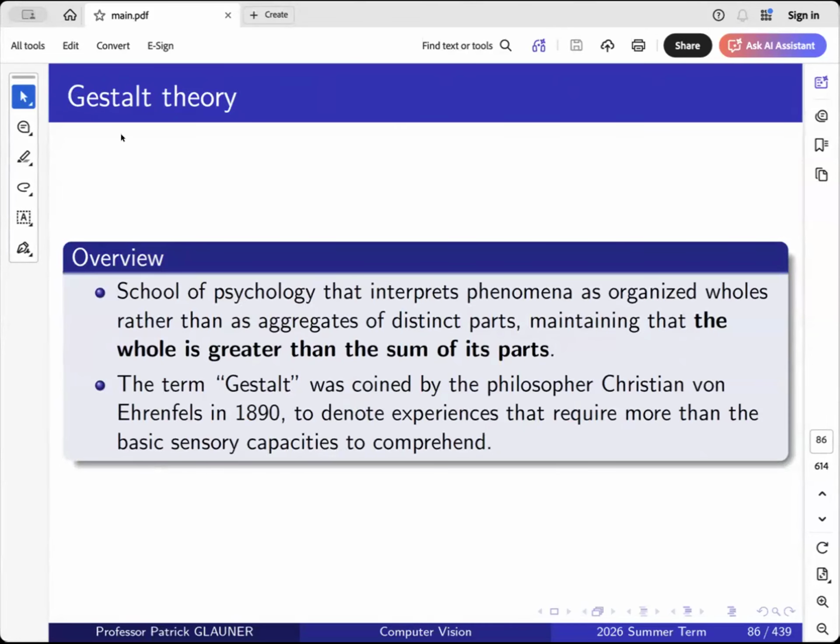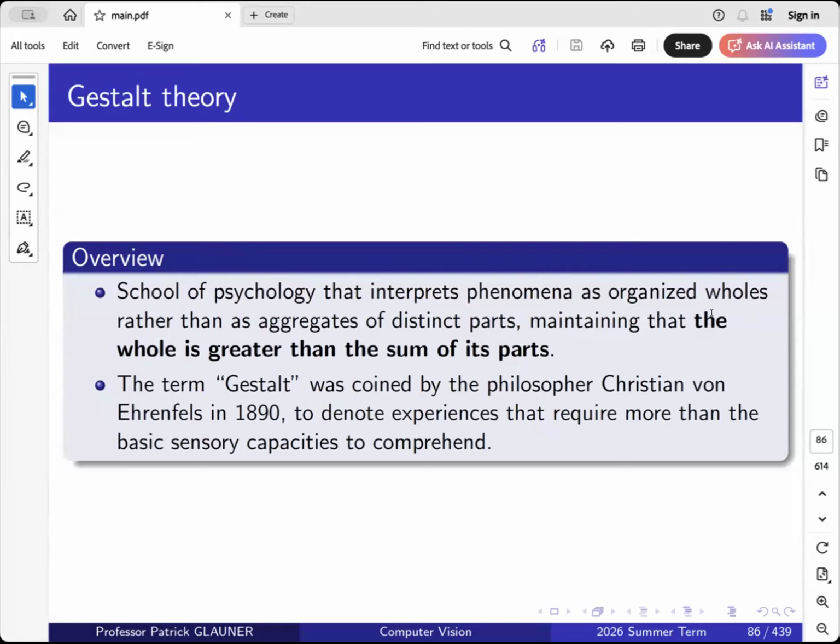As an early approach for segmentation, this would go back to something called Gestalt theory. This is work that was done by Christian von Ehrenfels in the late 19th century, and it's a whole school of psychology, actually. So we'll only look into it for a few minutes, but we will maybe derive some rules or some approaches from this.